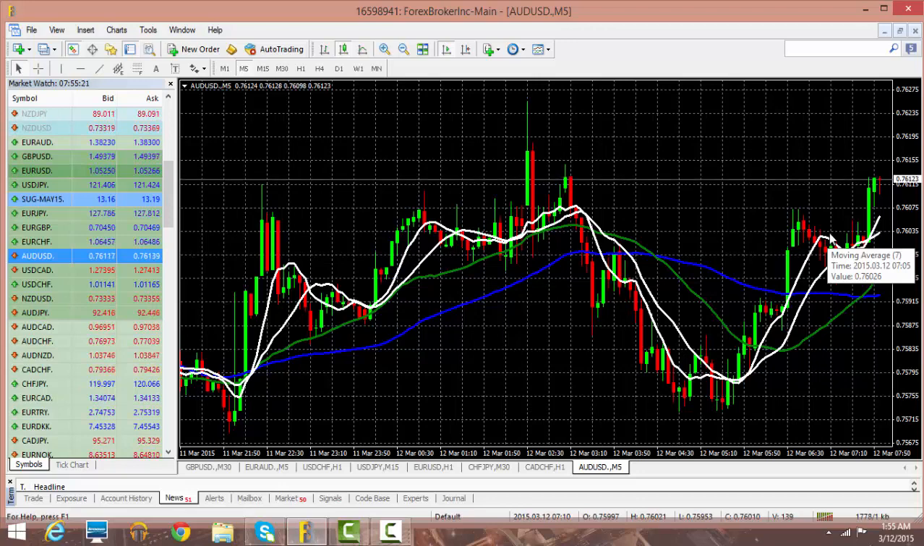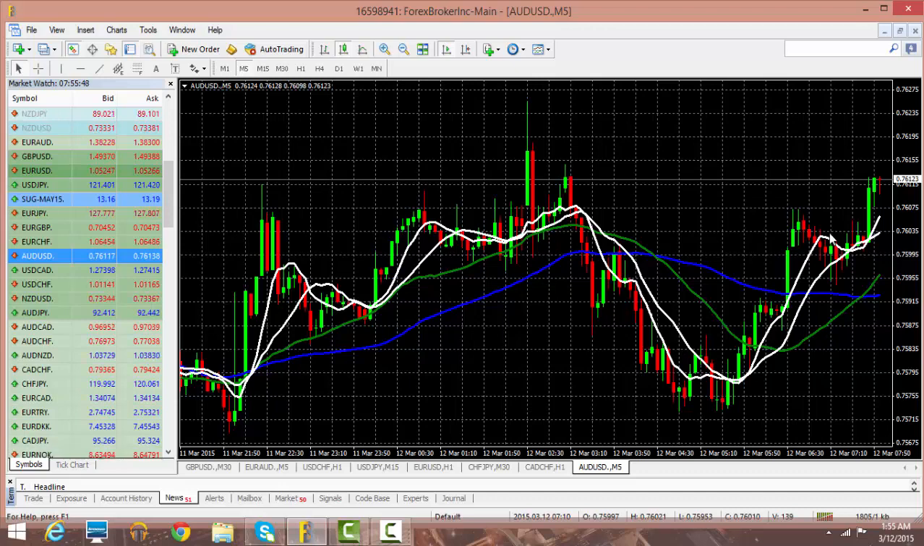Okay, so what would be the proper entry point on this particular trade right here? I actually caught the trade in the signal group that we have, at 0.76 thousand. Okay, and I'm going to show you guys how exactly I was able to do that, how you will be able to do the same thing when you recognize what to look for when you're making your entry points.